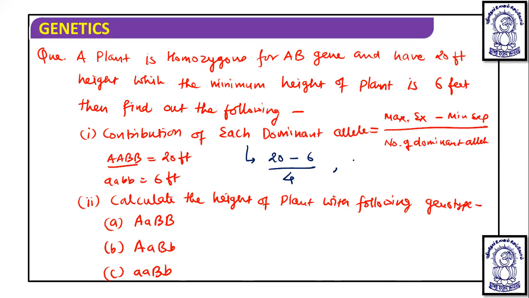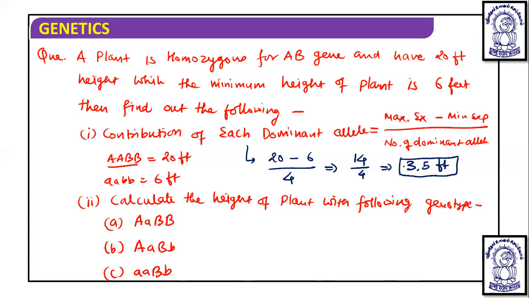So 20 minus 6 is going to be 14, and 14 divided by 4 is 3.5 feet. Why? Because the recessive has no contribution, that we have studied. So 3.5 feet is contributed by each dominant allele, either it is capital A or capital B.